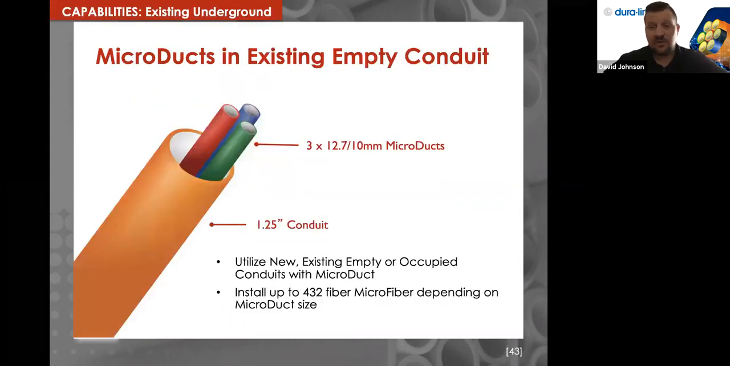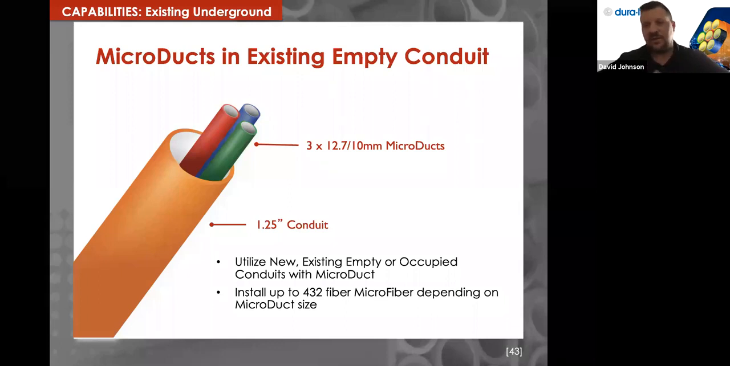Existing underground. This is kind of a sister solution to overrides, where customers may have put in multiple 1.25 inches in the ground. They didn't use them all. They have them empty. So what we recommend is utilize that space to your max capacity. Let's put as many microducts in there now, so we don't do an override later and have to pay the labor and the cost and the fees to do that.